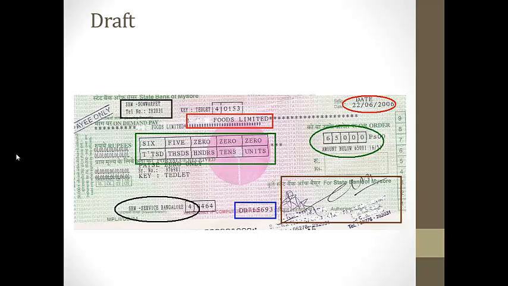This is what a draft looks like. Here, the date is given by the bank, the amount of the draft is mentioned here, and the person to whom the draft is being issued is mentioned here. The stamp of the bank is given here, without which the draft doesn't hold good. And the draft number is given here, which you should note down very carefully for future records.